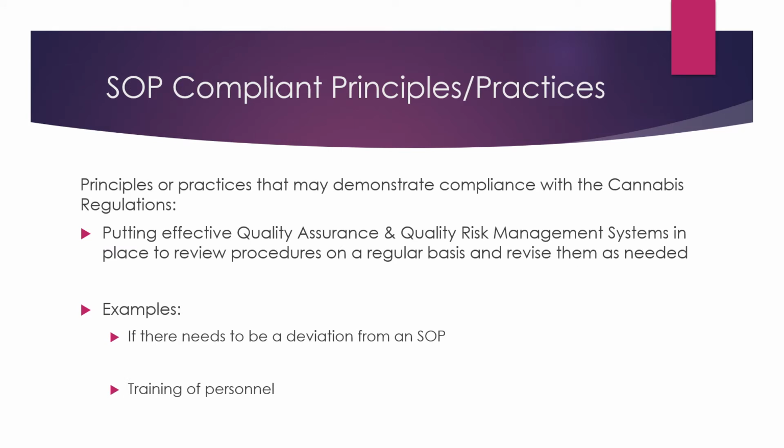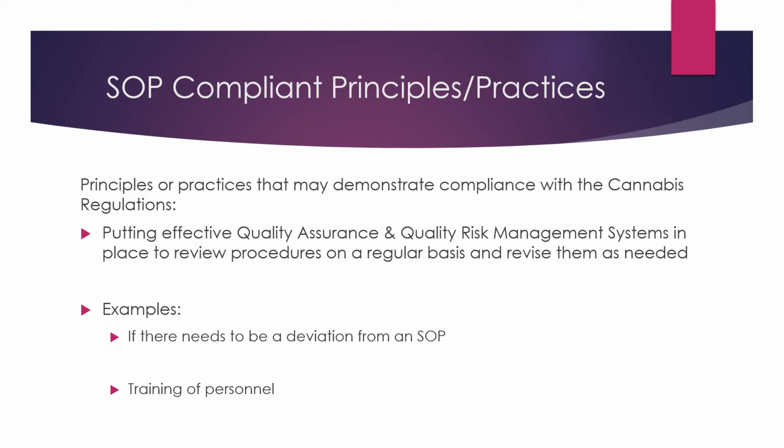So you have your standard operating procedures that are covering your key operational areas or key operational elements. But you want to have principles and practices that demonstrate compliance with the cannabis regulations as well. So what you'll do is put into effect, for example, quality assurance and quality risk management systems that would have SOPs to review procedures on a regular basis and revise them as needed.